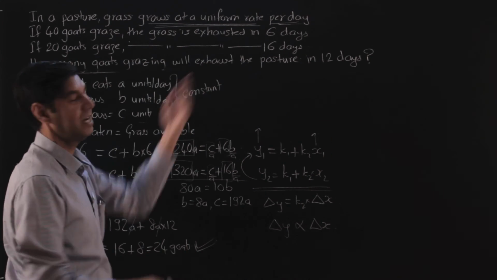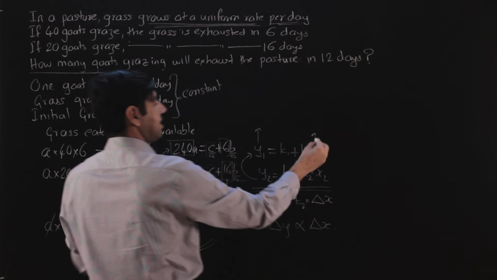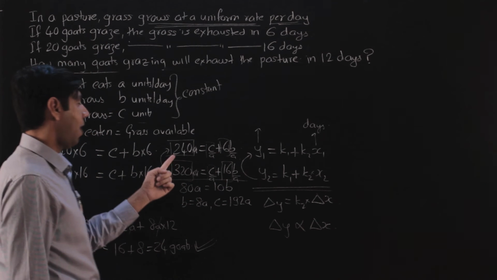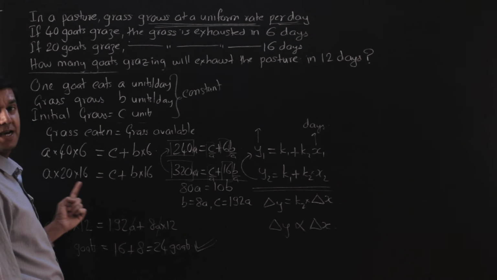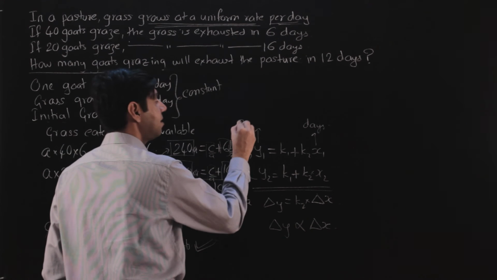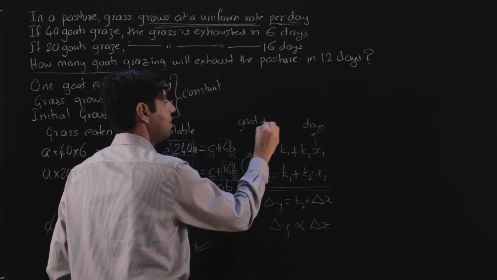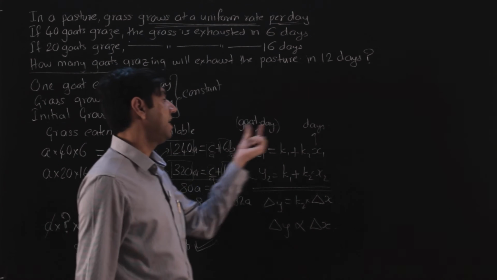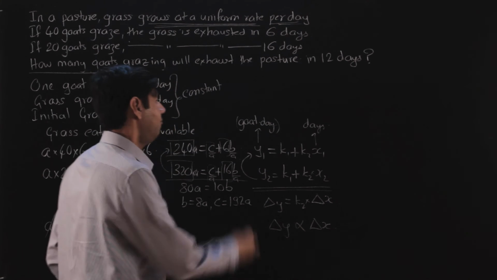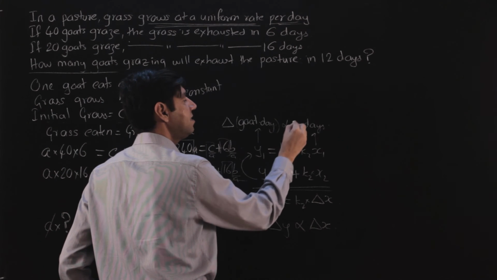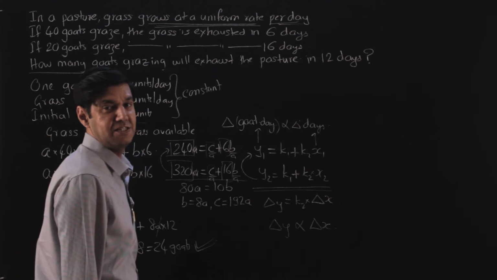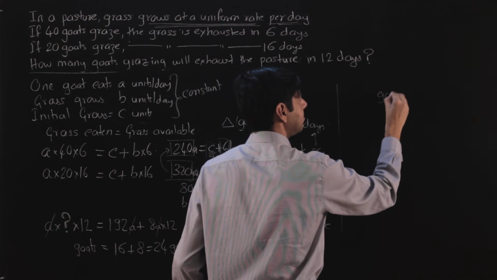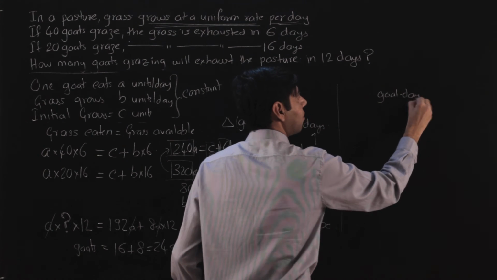Are they simply goats and days? Not really. X, yes, x is nothing but the number of days, right? But what is y? If you look, how did I get this 240? How did I get this 320? I got it as the product of goat into days. So what I can say is goat into days is directly related to days, which means the change in goat into days is directly proportional to the change in days. Now the shortcut is pretty obvious. So I need to talk about goat days. I need to talk about days.